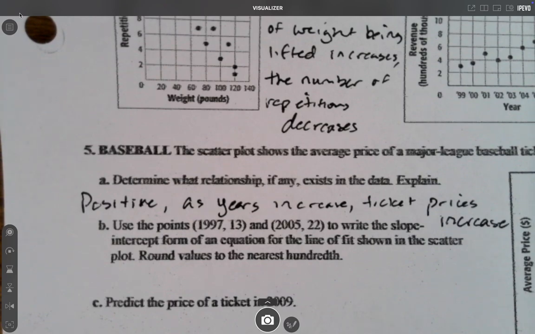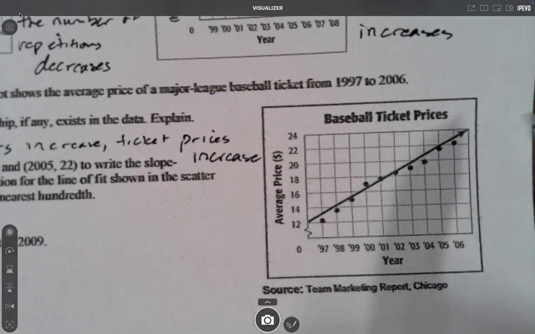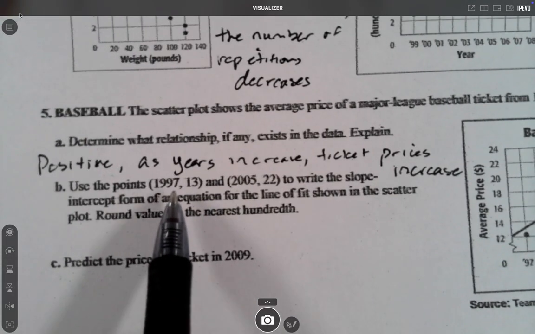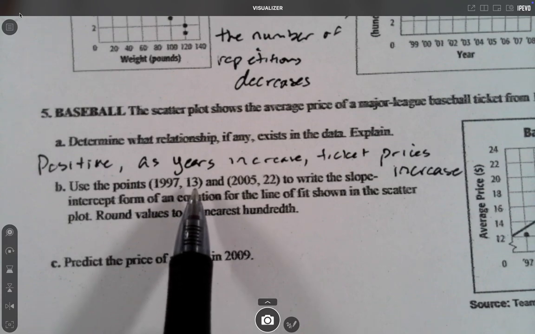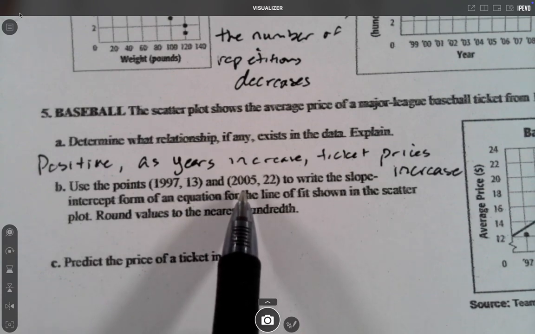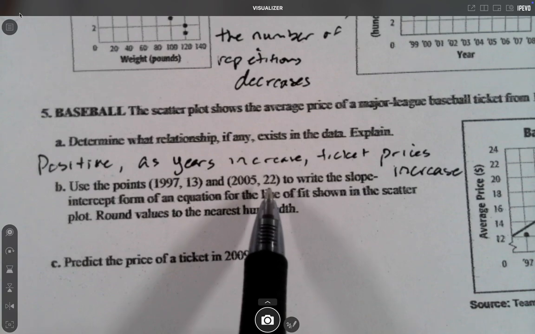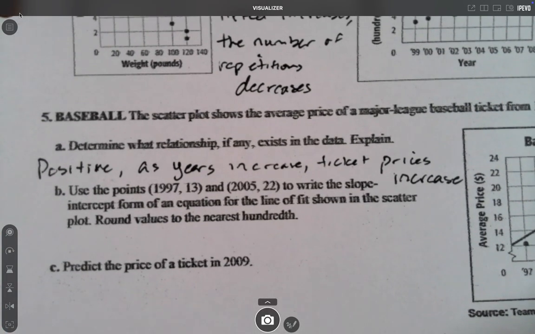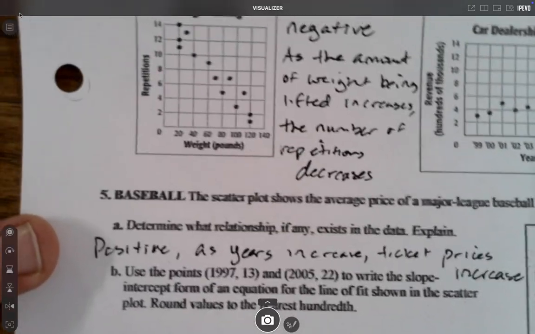Now, it says use the points (1997, 13) and (2005, 22) to write the slope-intercept form of an equation for the line of fit shown in the scatter plot. So we're going to find the equation of this line by using these 2 points. So remember what these mean. In 1997, the average MLB ticket price was $13. In 2005, the average ticket price for a baseball ticket was $22. And it says round values to the nearest hundredth. Okay, so they gave us 2 points. We've got to start by finding the slope.